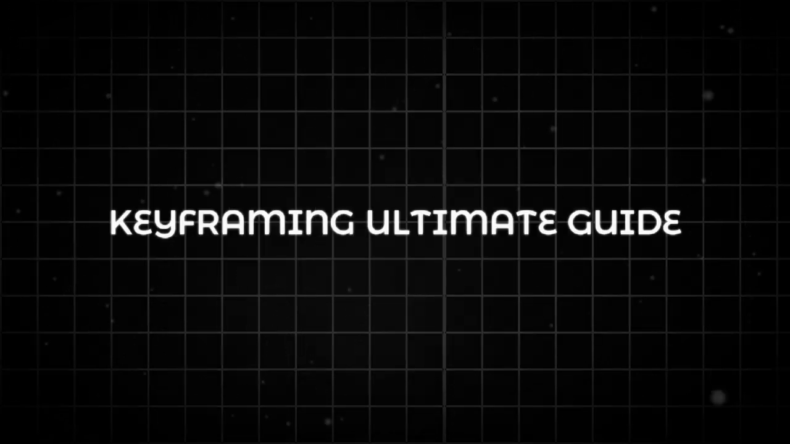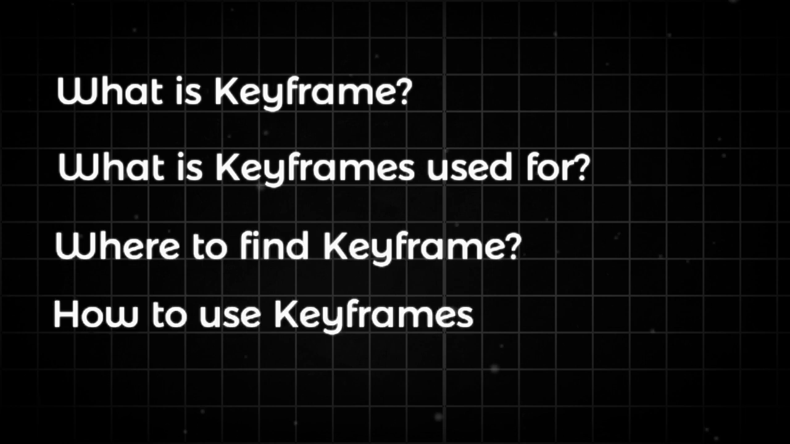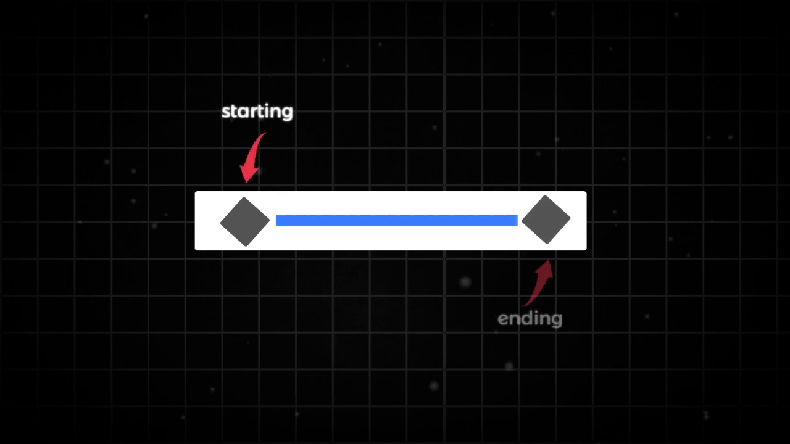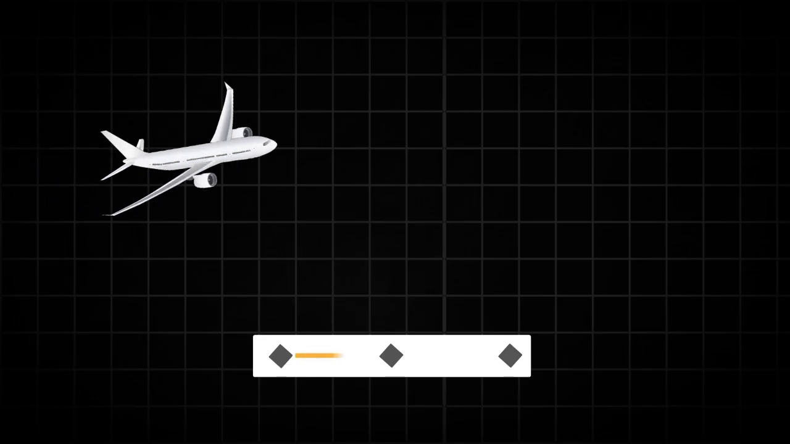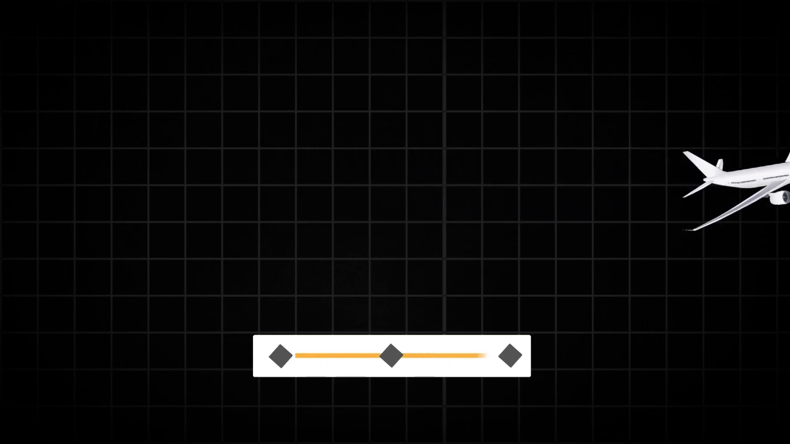So now let's move to keyframing, and I am going to show you what it is, what it's used for, where to find it, and how to use keyframes to create seamless animation. So first, what are keyframes? A keyframe is a marker used in animation and video editing to define the starting and ending points of an effect or motion. It helps create smooth transitions and animations by setting specific values at different points in time.